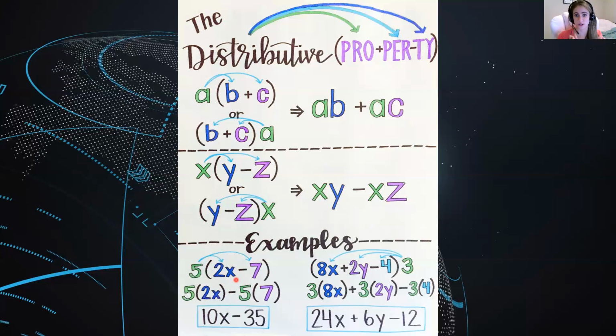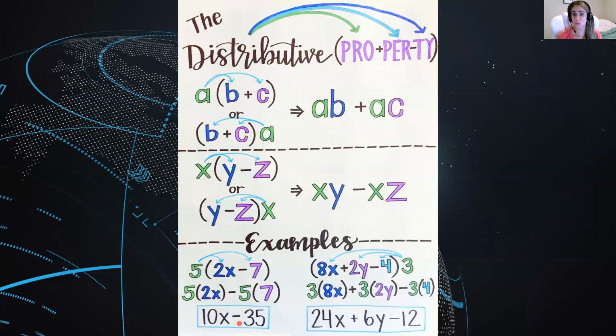That is where the distributive property comes into play. We can't subtract what's inside the parentheses, but the distributive property allows us to clear those. So 5 times 2x, which is represented right here, and then 5 times 7, which is represented right here. 5 times 2x is 10x, 5 times 7 is 35, and it was a subtraction problem. So our simplified answer is 10x minus 35.